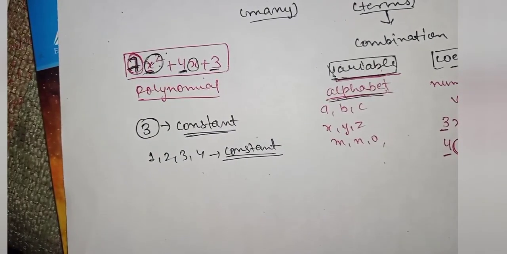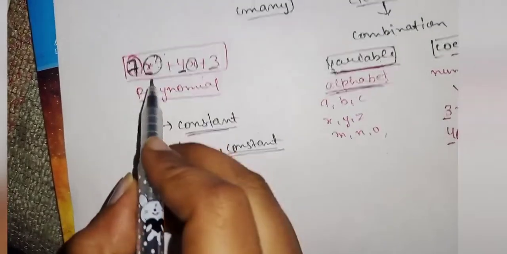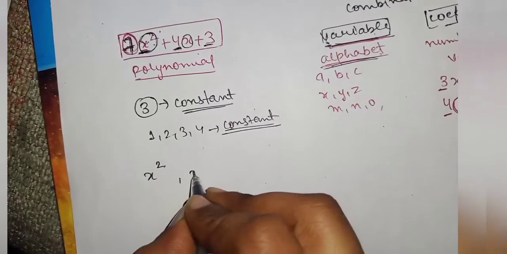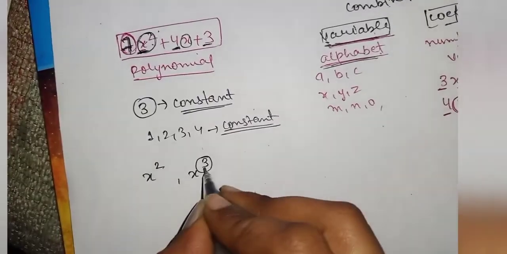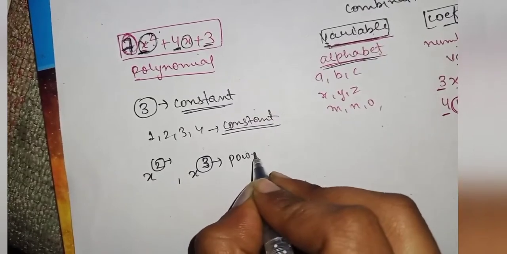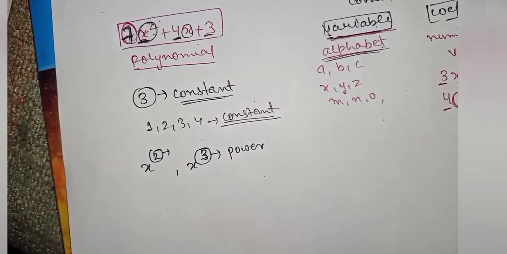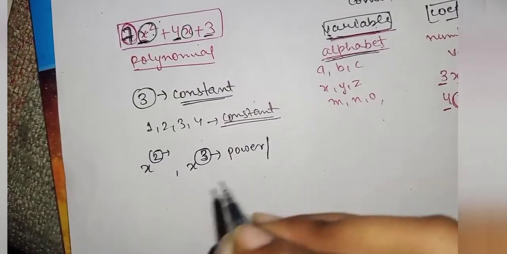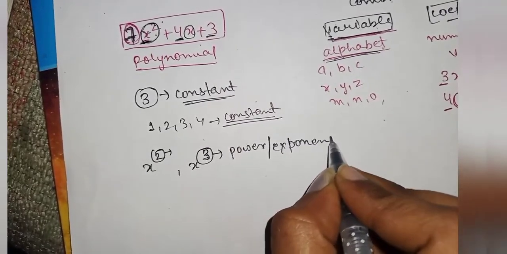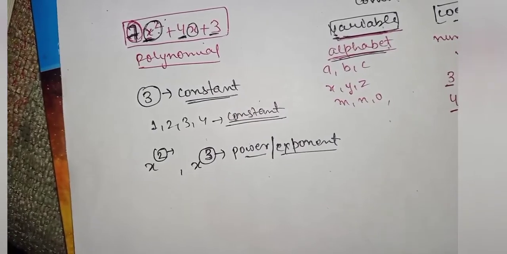Now, a new term: you already saw x square. So what is 2 here? Or if you see x cube, so what is 3 here? So 3 or 2 is known as the power. These values are known as power, or sometimes we also see them in exponent form. We can also say power as exponent.